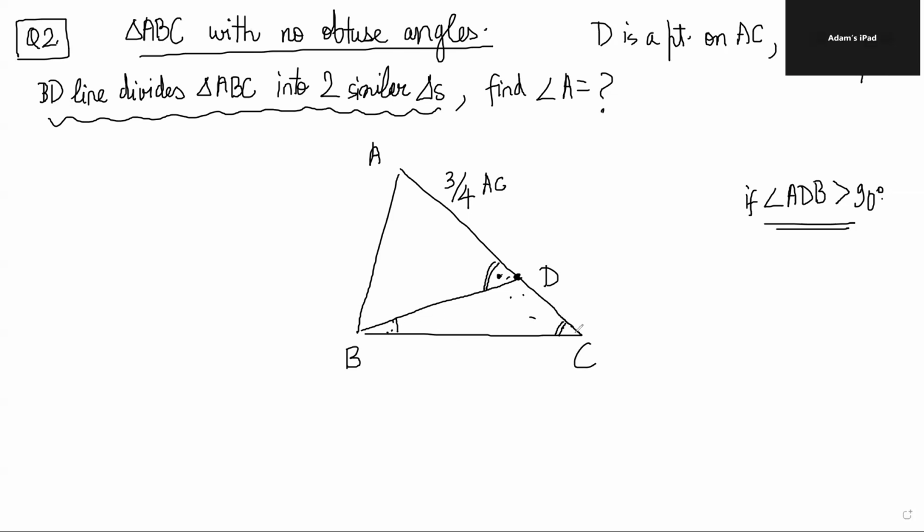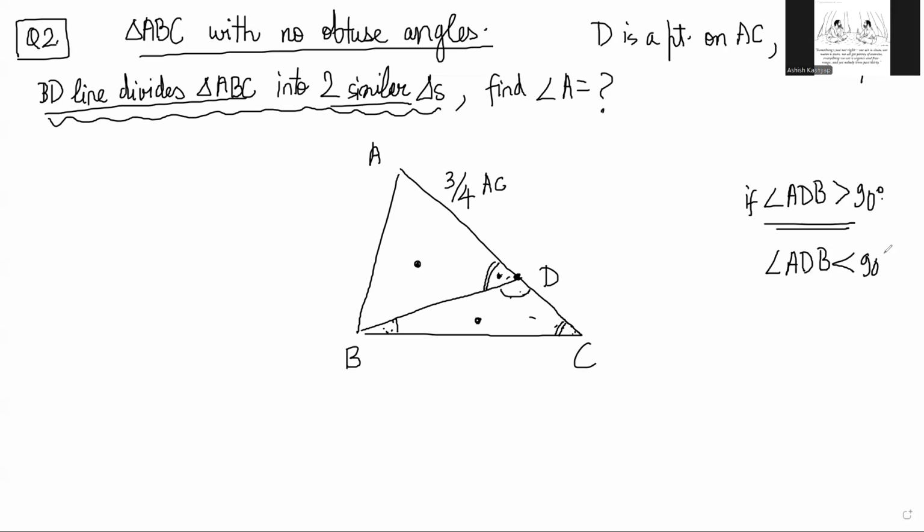Do you understand? So then the BD line does not divide it into two similar triangles. Why? Because if this triangle and this triangle are similar, some of the angles should match. So if ADB is bigger than 90, it cannot be equal to this or this, right? And similarly, if ADB is less than 90, also it won't work.